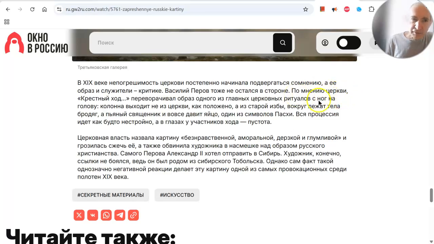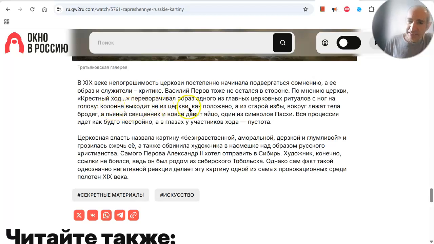По мнению церкви, крестный ход переворачивал образ одного из главных церковных ритуалов с ног на голову. In the opinion of the church, this picture, named religious procession, turned the image of one of the main church rituals upside down. And then by putting a column here, they're actually explaining what they mean.